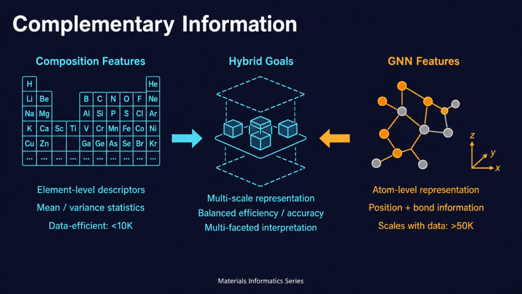Composition features work well with small datasets under 10,000 samples, while GNN needs larger datasets above 50,000. The hybrid approach aims to combine multi-scale representation, balanced efficiency and accuracy, and multifaceted interpretation capabilities.